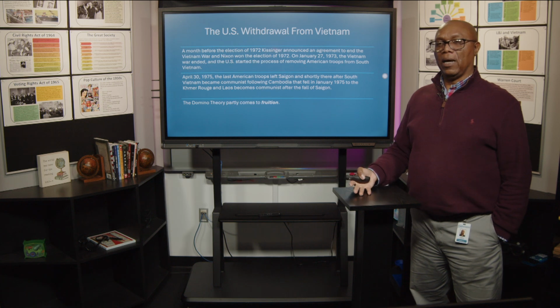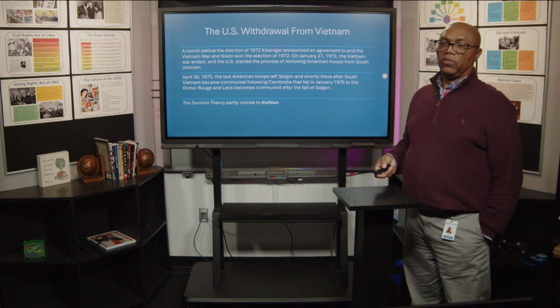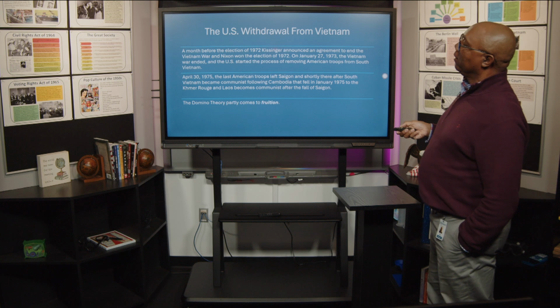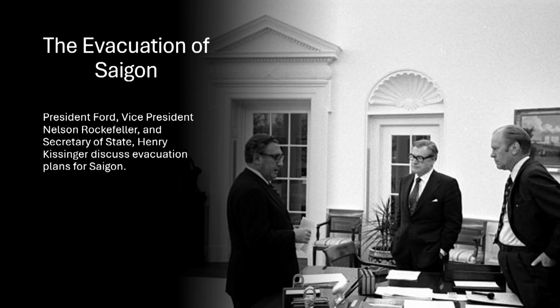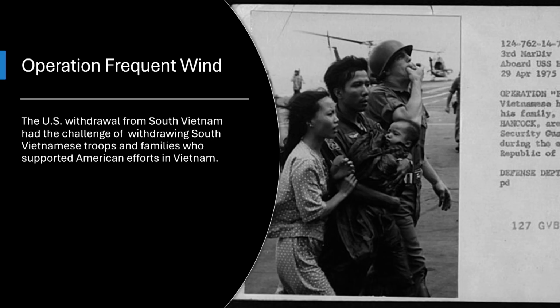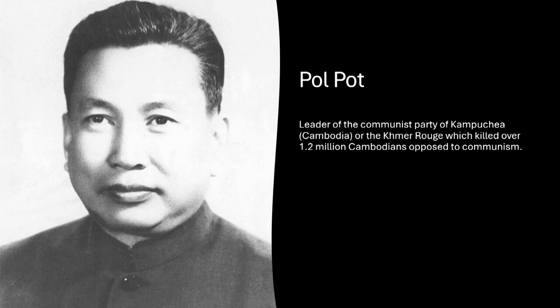So Eisenhower's idea of the domino theory does indeed look like it could have some validity behind it. Here you have the evacuation of Saigon. You have Henry Kissinger on the left, and he is briefing President Gerald Ford on the right, and then, of course, Vice President Nelson Rockefeller in the middle. Here is Operation Frequent Wind. It was used to evacuate sympathizers and people who had cooperated with the United States of America and get all American personnel, of course, out of Vietnam.